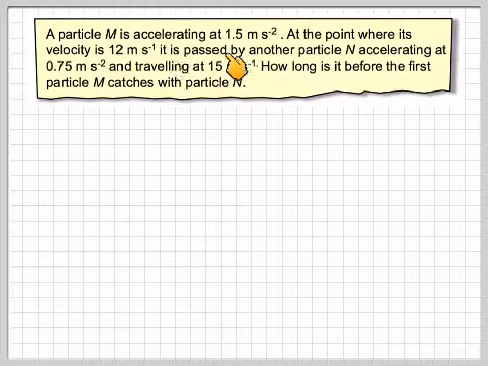Particle m is accelerating at 1.5 meters per second squared. At the point where its velocity is 12 meters per second, it's passed by another particle n accelerating at 0.75 meters per second squared and travelling at 15 meters per second. How long is it before the first particle catches up with particle n?